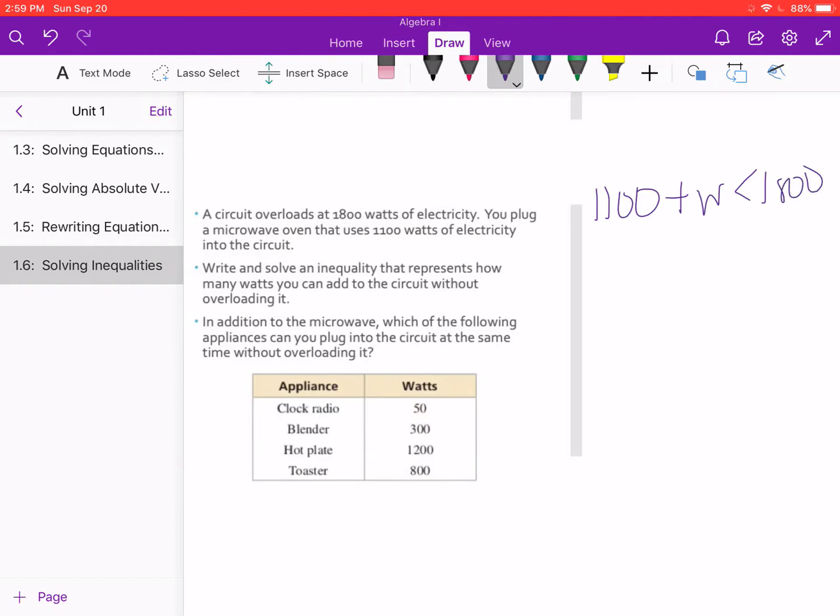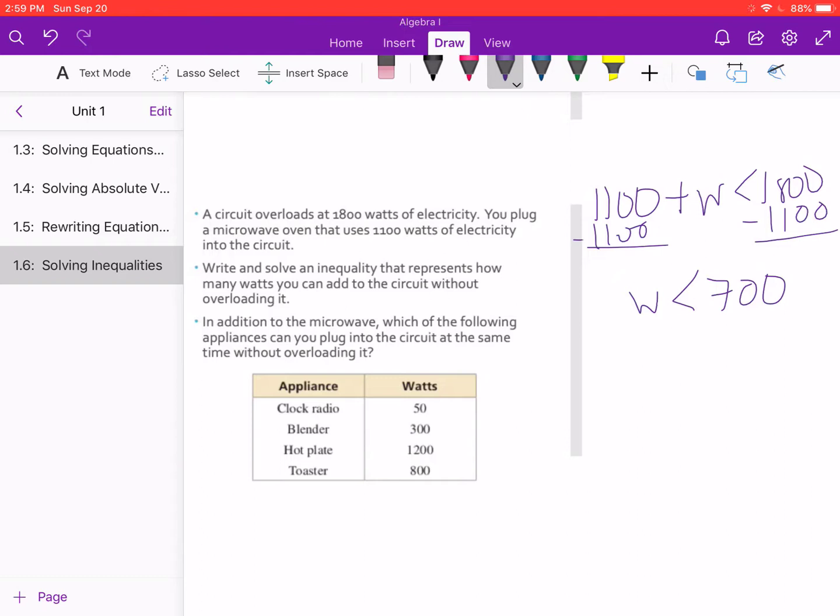And then let's solve. Minus 1100, minus 1100. So W is less than 700. So if we interpret this, this means we can plug in less than 700 more watts. Okay, we can plug in something that uses less than 700 more watts.